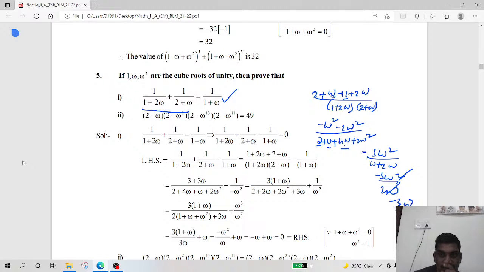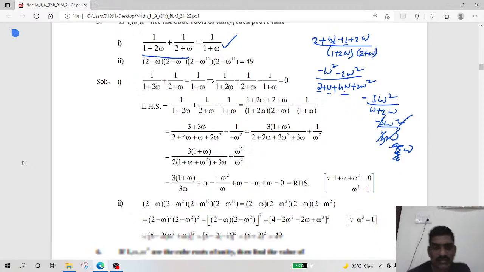The denominator: 2 from this 2 omega. 2 omega square is completely gone here, 2 omega and plus 2. So 2 omega plus omega, 3 omega now. This is 3, 3 gets cancelled. So only minus omega. Both get cancelled, the answer is 0. Okay now? Just omega properties.